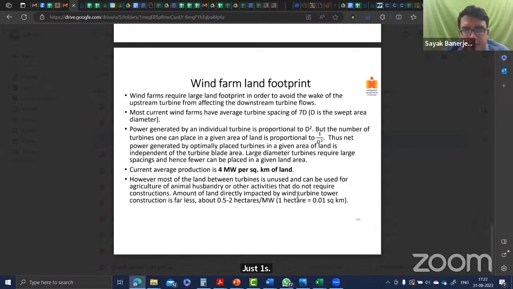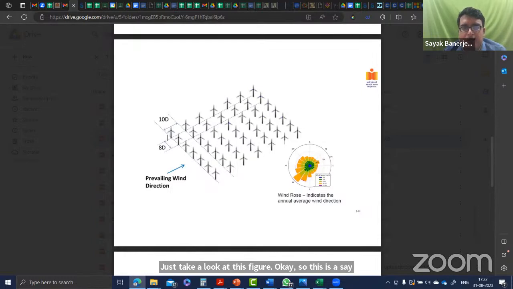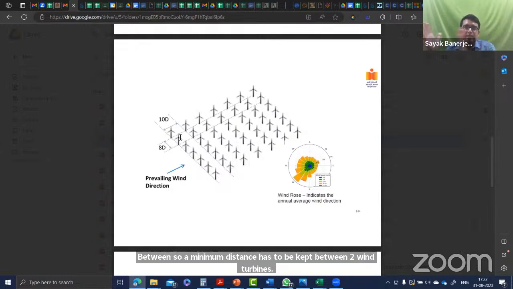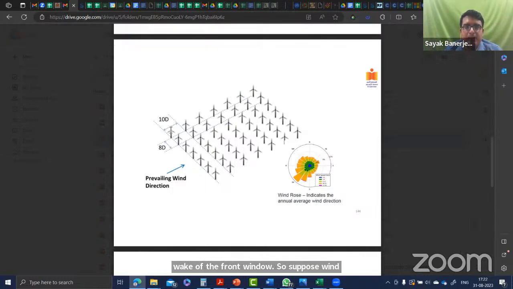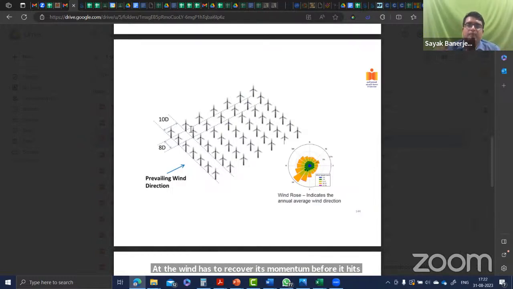So this is the last slide of the last PPT. If you see here in this wind farm land footprint section, just take a look at this figure. Say it's a rectangle, right? Wind turbines are placed at a certain distance, so a minimum distance has to be kept between two wind turbines so that the backside wind turbine does not enter the wake of the front wind turbine. Suppose wind is blowing like this, the wind has to recover its momentum before it hits the second wind turbine. Otherwise, the second wind turbine will not be able to function properly.